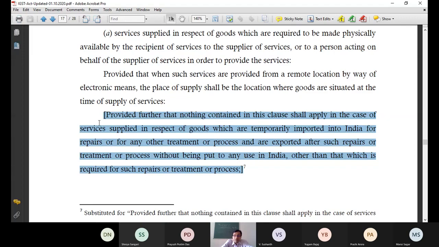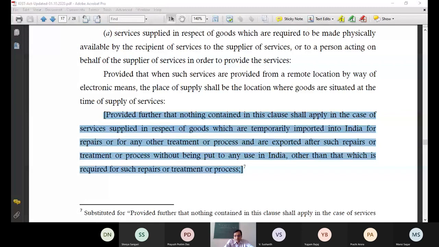Now clause A says services related to goods are covered, but it says even if services are related to goods, but those goods which are temporarily imported into India for repairs or for any other treatment or process and are exported after such repairs or treatment or process without being put to any use in India other than that which is required for such repair or treatment or process, then you don't apply section 13 subsection 3 clause A.